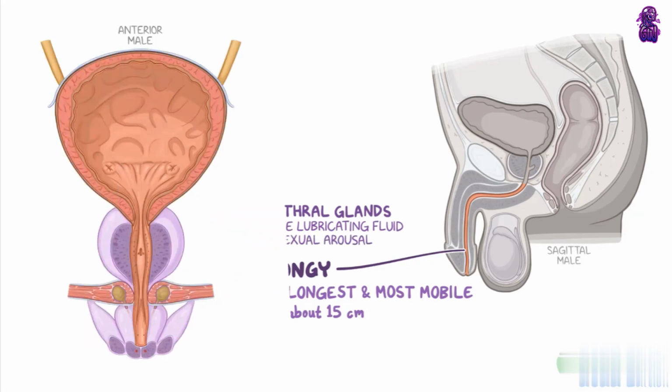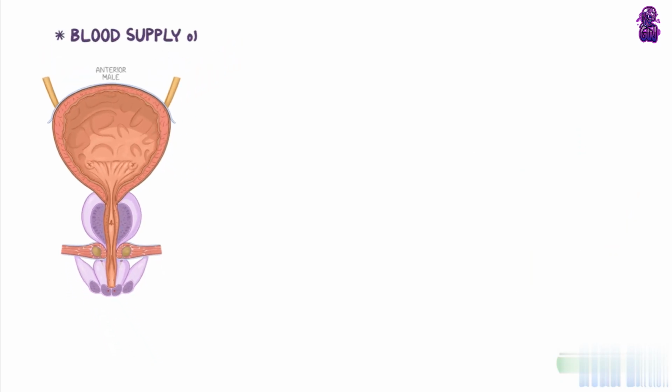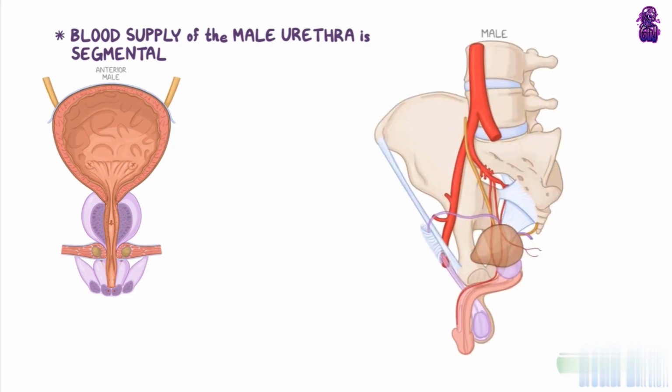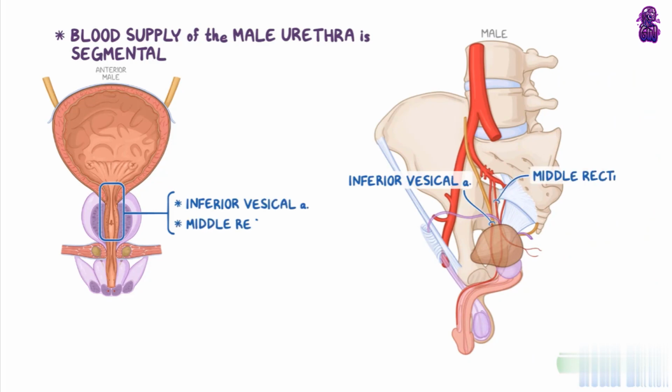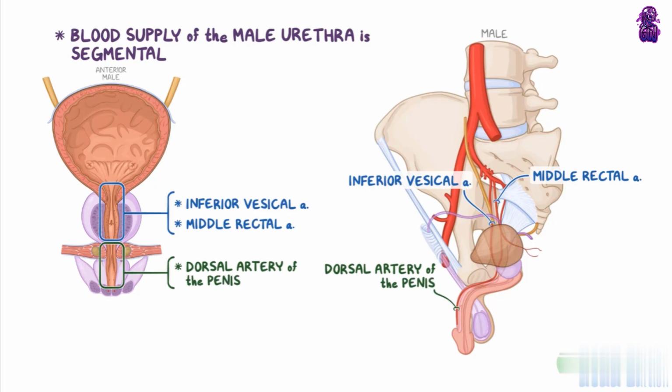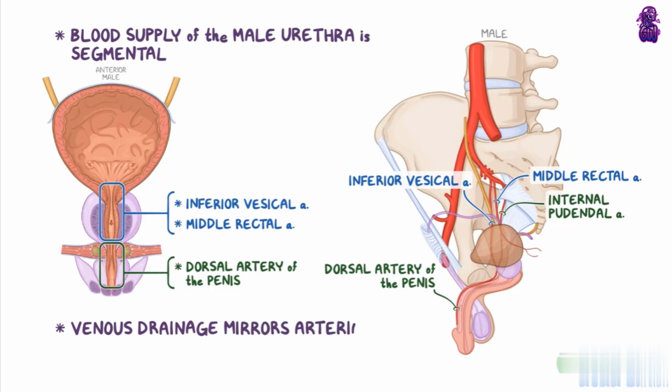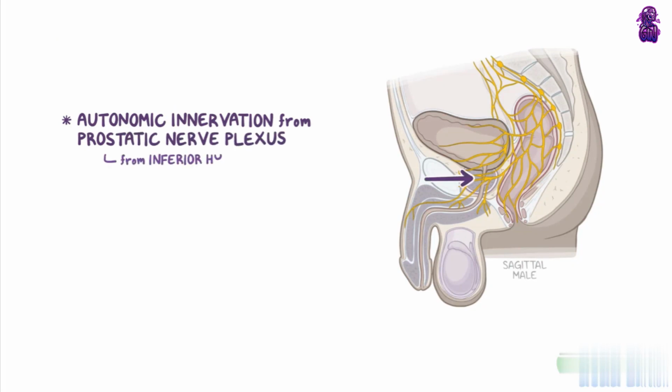Like the ureters, the blood supply of the male urethra is also segmental. The intramural and prostatic parts get their blood supply from branches of the inferior vesical and middle rectal arteries, which are branches of the internal iliac artery. Next, the membranous and spongy urethra are supplied by the dorsal artery of the penis, a branch of the internal pudendal artery. The venous drainage of the urethra mirrors the arterial supply. Lastly, the male urethra receives autonomic sympathetic and parasympathetic innervation from branches of the prostatic nerve plexus, which is derived from the inferior hypogastric plexus, in addition to somatic innervation provided by the pudendal nerve.